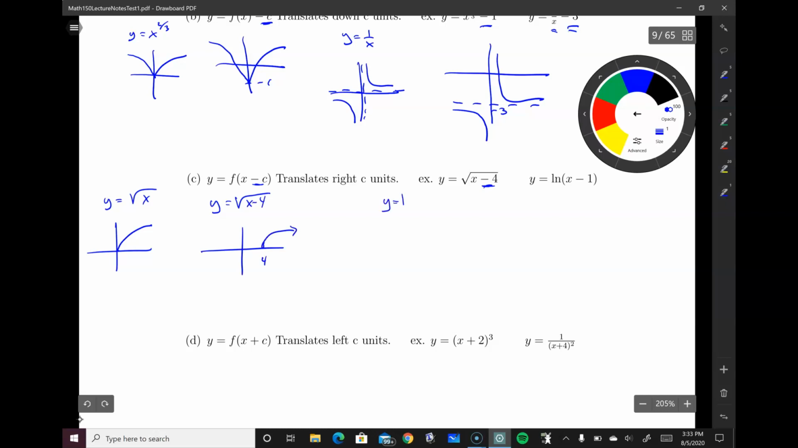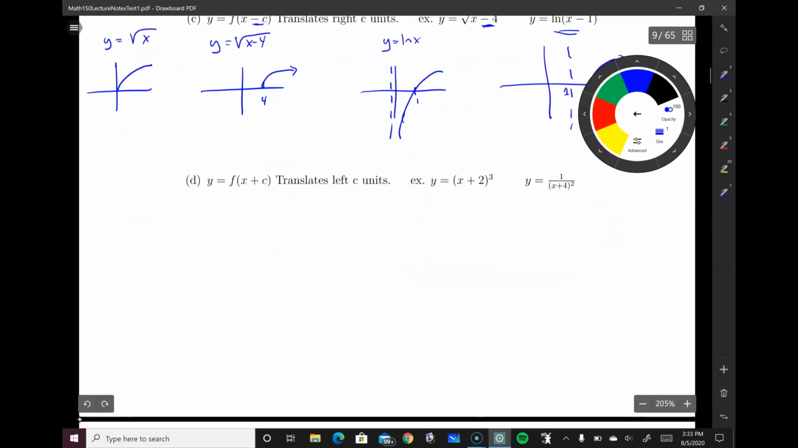You know the graph of ln of x looks like this, has an asymptote here. Asymptotes are a really big deal. You should know where those are. So then to graph this, it will move it to the right by 1, so now the asymptote will be at the number 1, and then this will cross at 2, used to cross at 1.